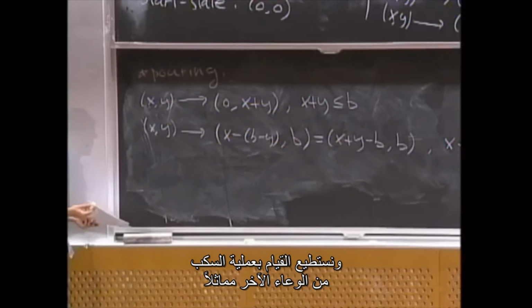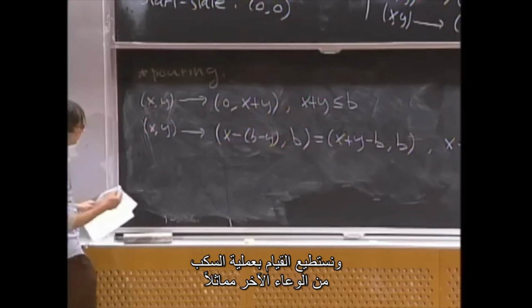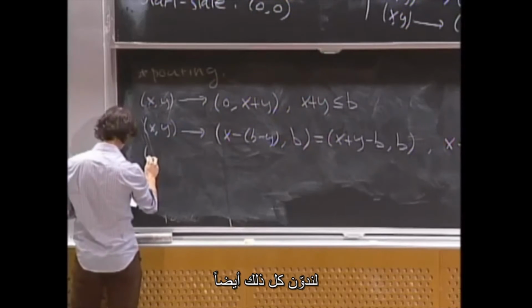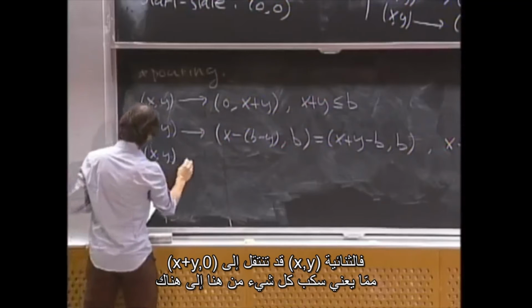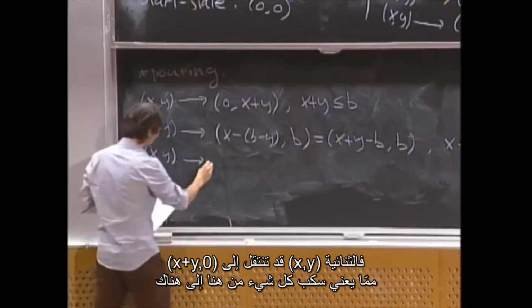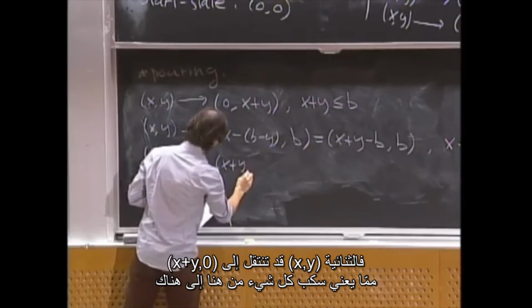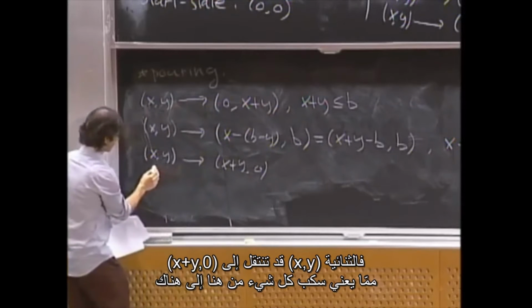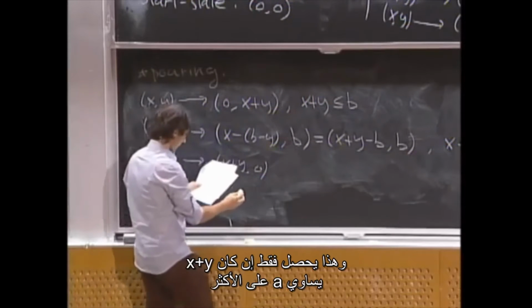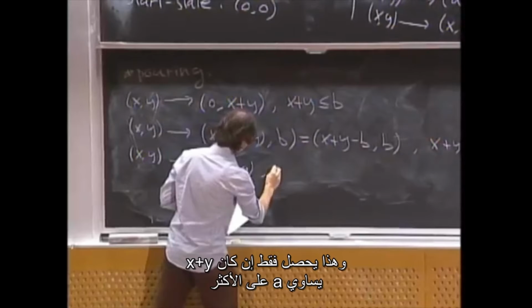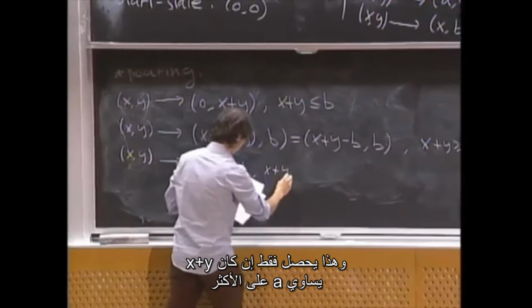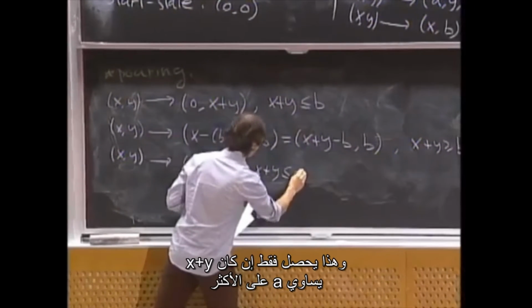And of course, by symmetry, we can do also the pouring from the other jug into the first. So let's write all those out as well. So x, y can actually go to x plus y, comma 0. I pour everything from here to there. And this only holds if x plus y is at most a.